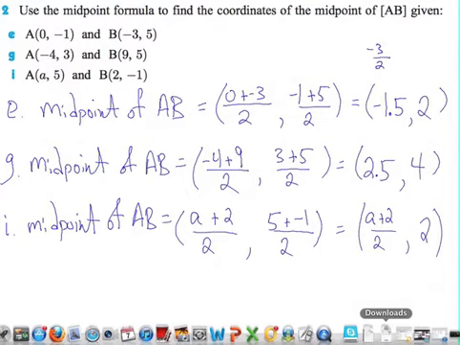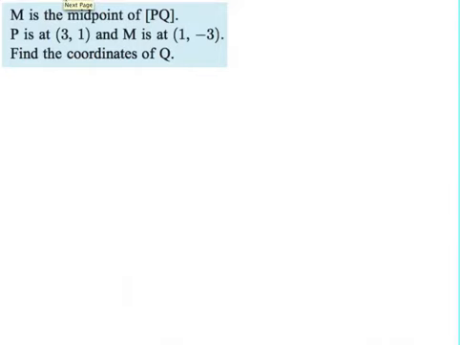Okay? Now we're going to look at midpoint when values are missing and when we don't have all of the data. M is the midpoint of P to Q. So I'll make a picture for you to make it easier to see. P, Q, and in the middle is the midpoint M. P is at 3, 1.